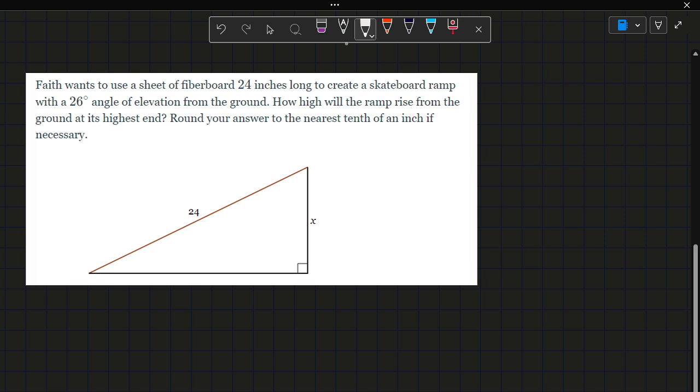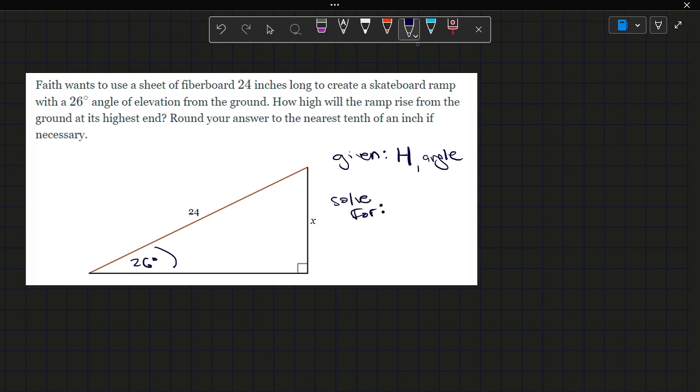Faith wants to use a sheet of fiberboard 24 inches long to create a skateboard ramp with a 26-degree angle of elevation from the ground. How high will the ramp rise from the ground at its highest end? Round your answer to the nearest tenth of an inch if necessary. Angle of elevation, just like last time, this is going to be 26 degrees right here. Let's see what we're given. We are given the hypotenuse and an angle. And we are solving for x, which is our opposite side.